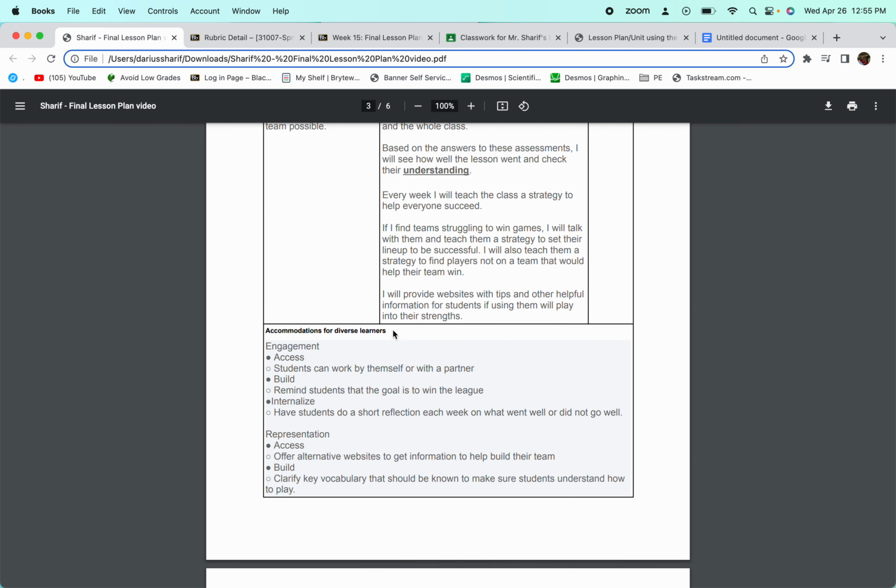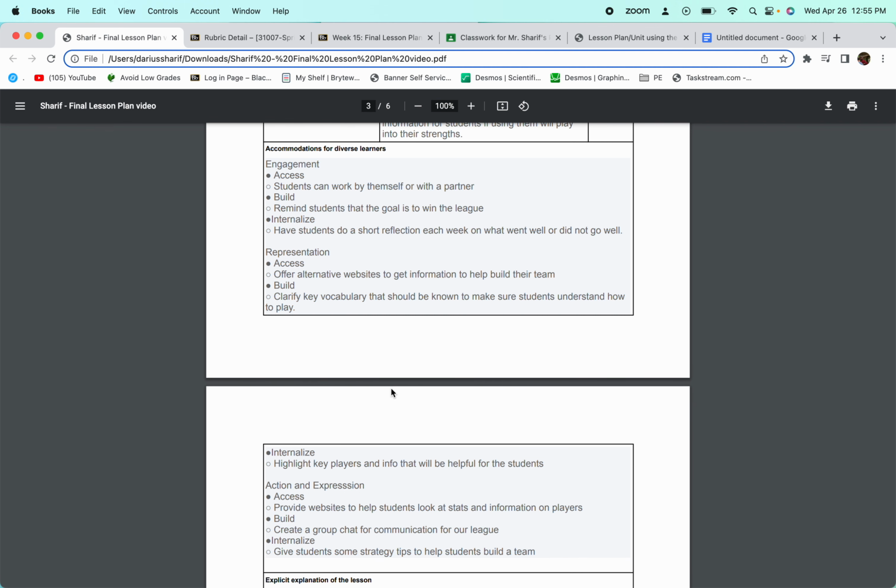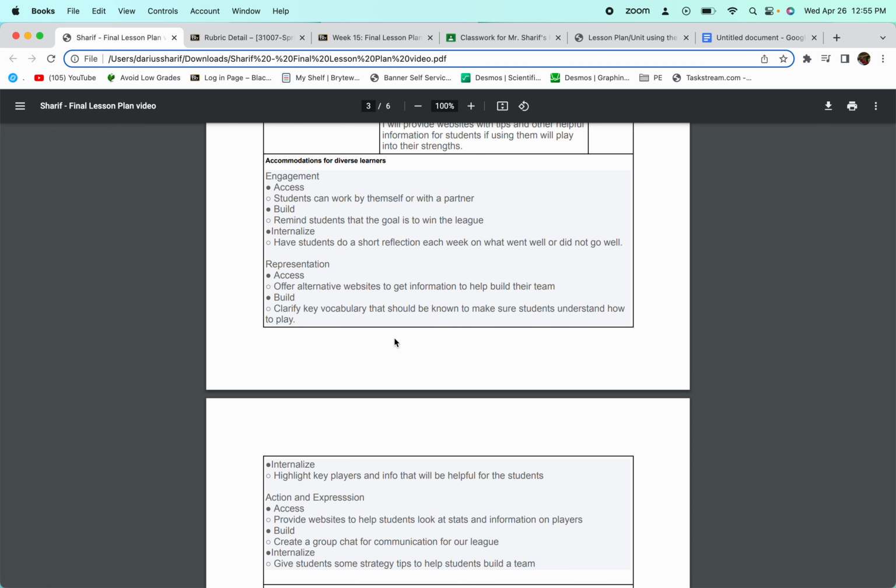Next, we have accommodation for diverse learners. So here I just have a bunch of different ways that I will accommodate for learners that have like diverse needs, that have other ways of learning or better ways of learning for themselves. So I got ways for engagement, representation, and action and expression. And then I have something for each subcategory. So like access, build, and internalize. I have every single thing there.